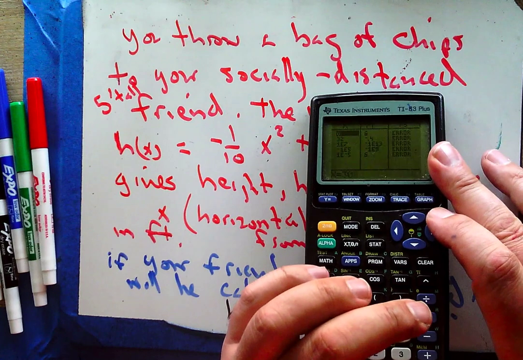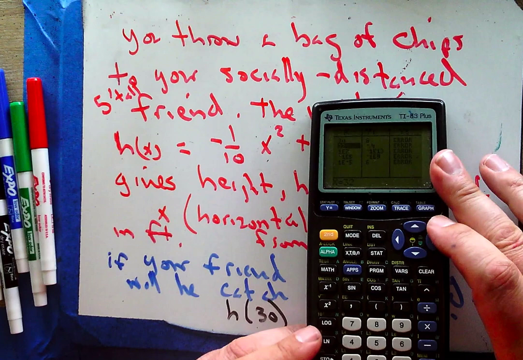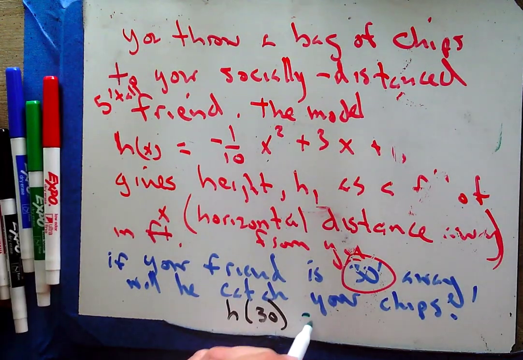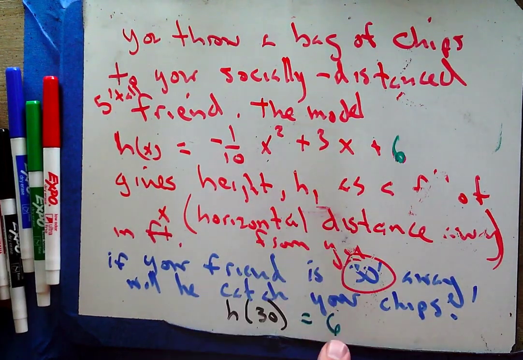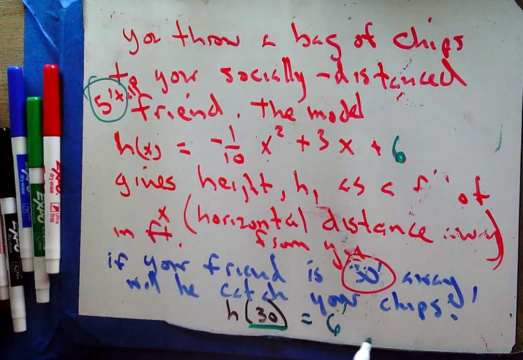There we go, and hitting enter. So when I plug in 30, I get y equals 6. So we know the height of the bag is 6 feet at 30 feet away. Well, your friend is 5 foot tall. Will they be able to reach up for that 6-foot bag? Can you reach a foot over your head? I think you can. So I think your friend has a good chance of catching this bag of chips.